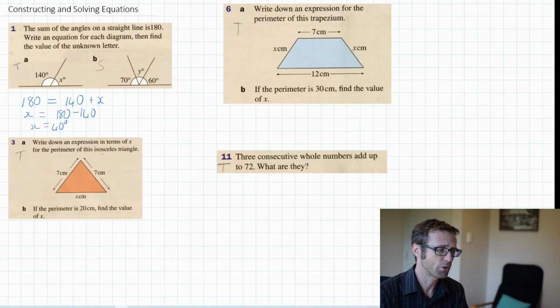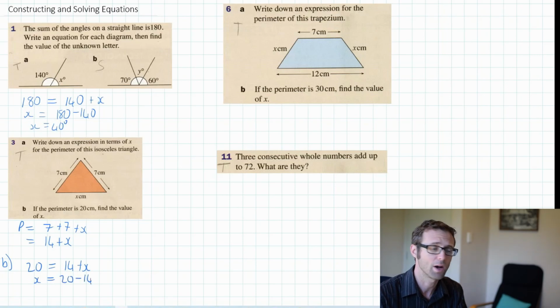That's nice and easy. Number 3, I need to write an expression for the perimeter of a triangle. Well, the perimeter of a triangle is going to be equal to the sum of all of its sides. So I'll have 7 plus 7 plus x, or the perimeter is 14 plus x. Now, in part B, I know that the perimeter is 20. So now I can find out what x is. 20 is equal to 14 plus x. So x is therefore equal to 20 minus 14. I've taken that 14 away from both sides to leave x by itself, and therefore x is equal to 6.